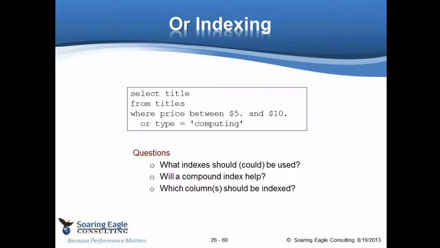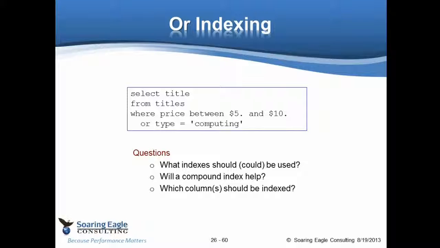But here's the thing. What if we have a computer book that costs $9? We don't want that to come back twice. As a result, when we start looking at ORs, we have to take a number of things into account. First, do we have matching indexes for each of these sub-search arguments? Will a compound index help? What columns should be indexed? What will the optimizer pick? How do we avoid duplicates when we're bringing these things back? Let's take these one at a time.